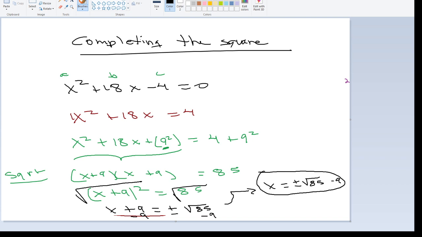So once again, understand that you need to move the c value to the right, which we did right here, and make sure that the leading coefficient is a 1. If it's not a 1, you would have to divide everything by the number next to the x squared to make that a 1. Then we take half of b, in this case half of 18 is 9, we square it and we add it to both sides. Next, we factor the left side and we get x plus 9, x plus 9. That's the same thing as x plus 9 squared. We undo that squared by taking the root of both sides, and we end up with x plus 9 equals plus or minus the square root of 85. Next, we subtract 9 on both sides to get x by itself, and we get 2 different answers. I hope this makes sense.